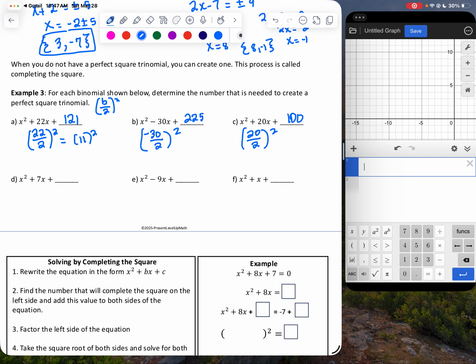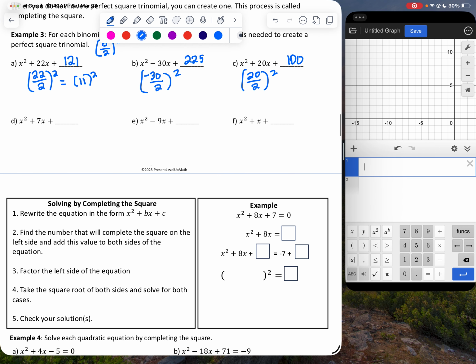But what happens when you have an odd number as your middle term? Well, when you have an odd number as your middle term, the number that's going to complete the square is going to be a fraction. So let me show you what I mean. Take the coefficient of b, divide it by 2, and square it. Now, when we square a fraction, you square the top number, the numerator, and you square the denominator. 2 squared is 4. Do not do anything to that fraction. Leave it as an improper fraction. Don't turn it into a decimal. Don't turn it into a mixed number.